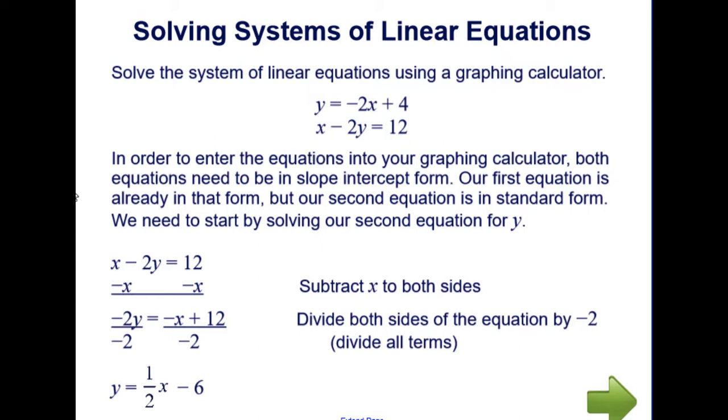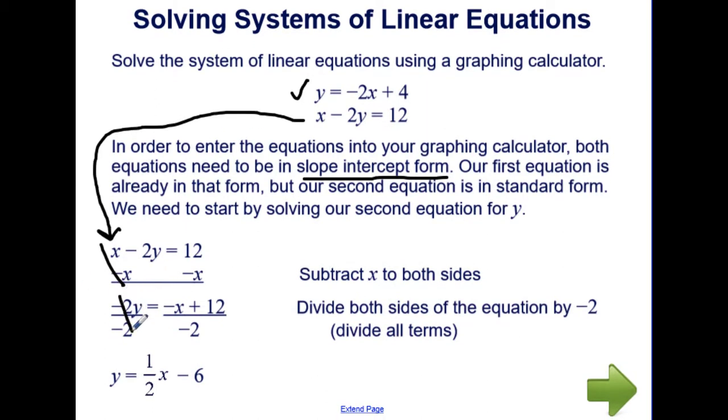In order to enter the equations into your graphing calculator, both equations need to be in slope-intercept form. So that's our y equals mx plus b. Our first equation is already in that form, but our second equation is in standard form. We need to start by solving our second equation for y to move it into slope-intercept form. So we'll take our second equation and subtract x from both sides, and divide everything by negative 2 to get y equals 1/2 x minus 6. So now it's in slope-intercept form.